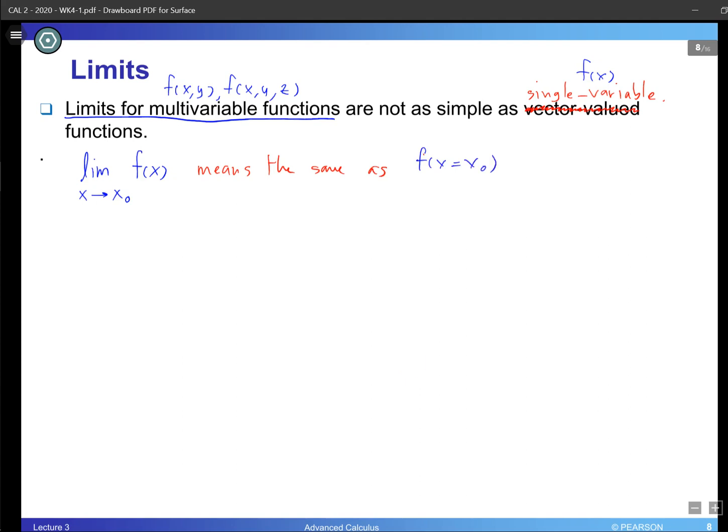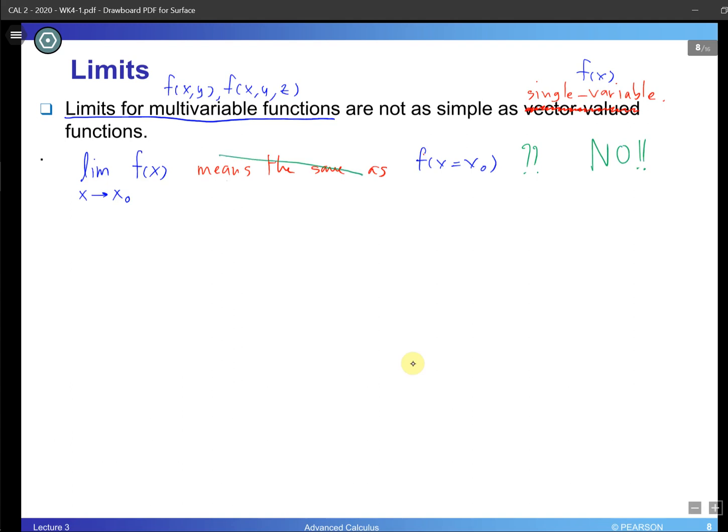And by the way, this is a question, not a regular sentence for you to memorize. Does this mean the same? All right. I'm pretty sure that many of you, once you read this sentence, know right away, no, it's not the same. There is a difference between the limit and the function value. So write a big no right here. No, all right?